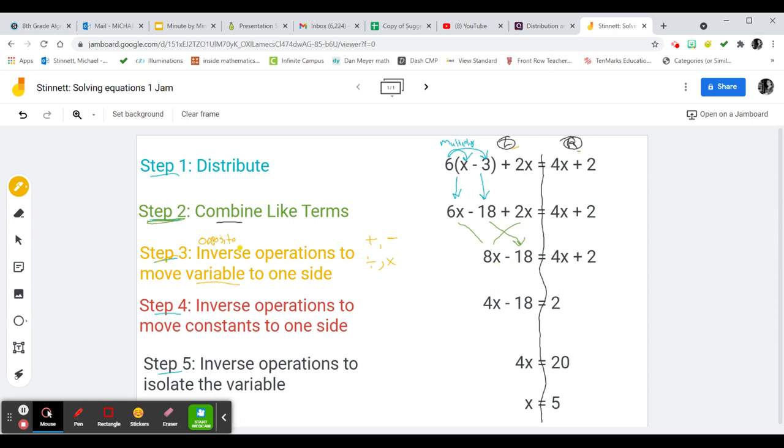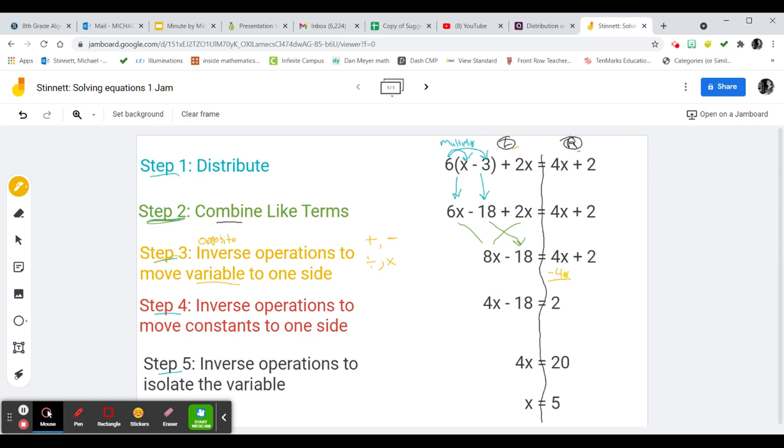Now to do that, what I need to do again is my inverse operation. So if I need to move this 4x to the left side, I have to cancel it from the right side. I have to get rid of it, okay? And the way we're going to get rid of it is to use our inverse operation. So I'm going to subtract 4x. The reason I subtracted 4x was because this is a positive 4x. There's no plus sign in front, but we know that's a positive 4x. So the inverse or opposite of positive 4x is minus 4x.